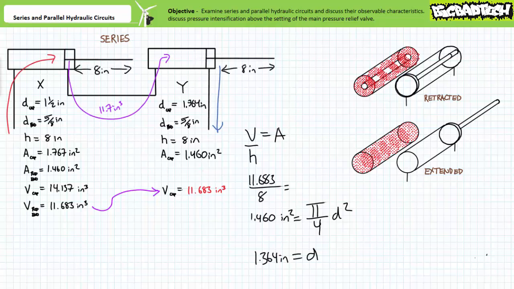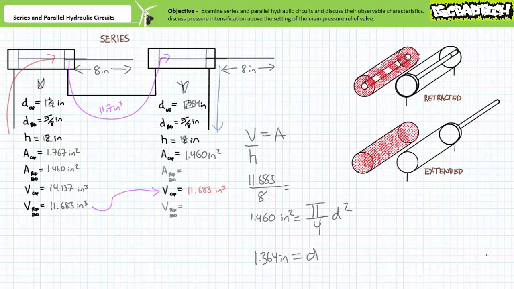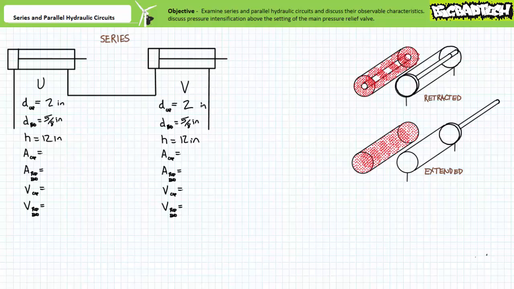This means our series relationship of two differently sized cylinders will simultaneously extend and retract a full 8 inches with no differential in speed. Obviously, a manufacturer may not make this exact size, so the next closest commercially available cylinder will have to do. Let's put your understanding of this concept to the test with a brief example problem.